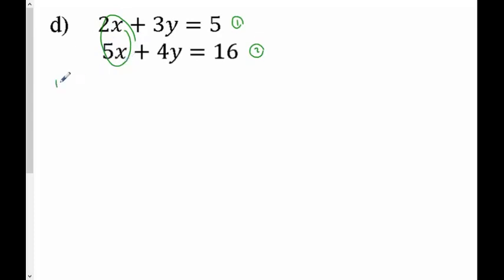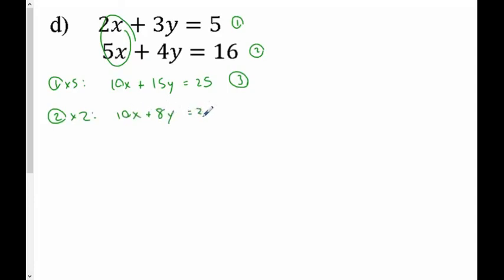So let's take 1 times 5, which gives me 10x plus 15y equals 25. Let's call that equation 3. Then I'm going to take equation 2 and multiply that by 2, which will give me 10x plus 8y equals 32. And let's call that equation 4.